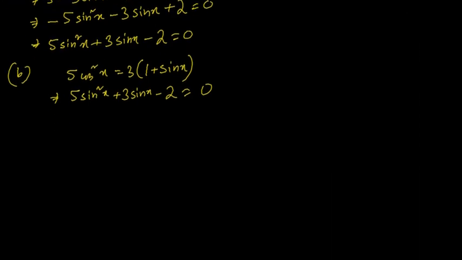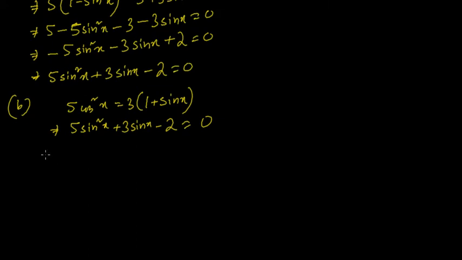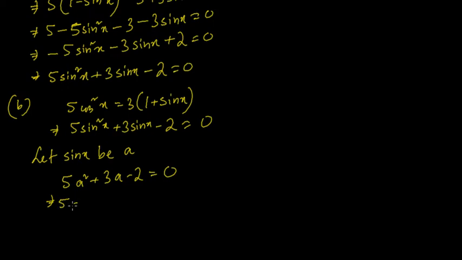Now whenever solving a trigonometric equation, it's always a good idea to use a substitution because this is so cumbersome. So let sine x be a. So instead of sine x, we can write 5a squared plus 3a minus 2 equals to 0. If you do middle term break, 5 into 2, that's what we have to do, multiply this coefficient with this, is 10, and if you do 5 minus 2, you'll get 3. So that's middle term break. So 5a square, so this would be 5a minus 2a minus 2.